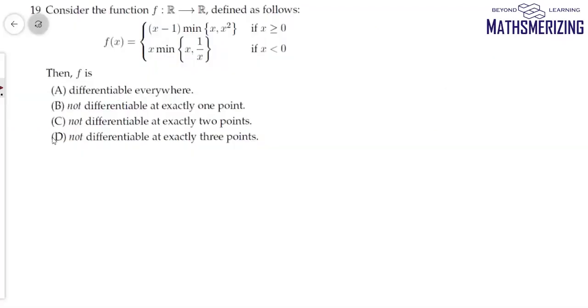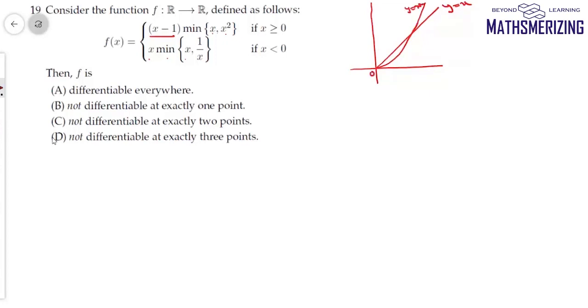Now in question number 19, this function f is defined as x minus 1 into minimum of x or x square when x is greater than or equal to 0, and x into minimum of x or 1 by x when x is less than 0. So when x is greater than 0, if I draw the graph of y equals x and y equals x square, this is the y equals x line and this is y equals x square.